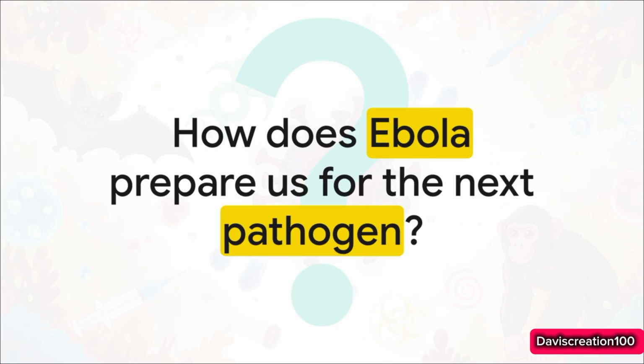But let's be real, the battle against infectious disease never truly ends. So, given everything we've just covered, from those swift isolation protocols to the absolute vital importance of community trust, how can the public health lessons learned from fighting Ebola prepare us for the next unknown global pathogen? Really think about that as you process what we've covered today.